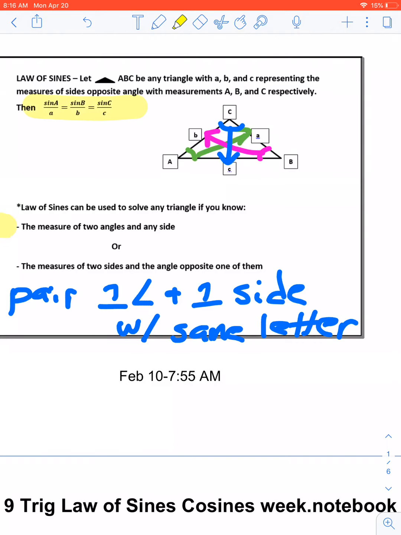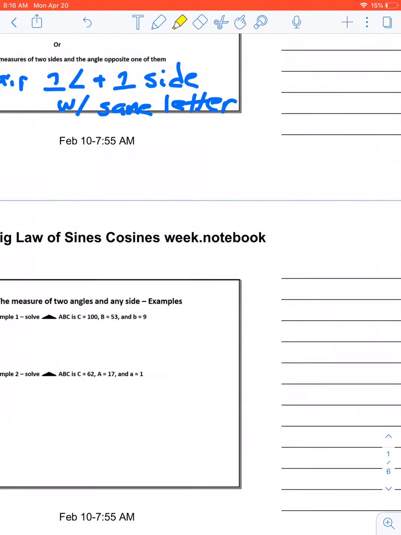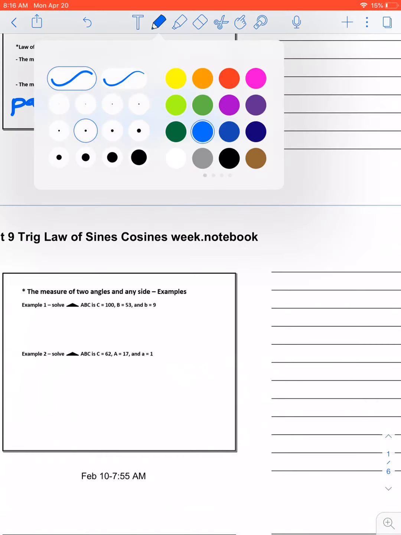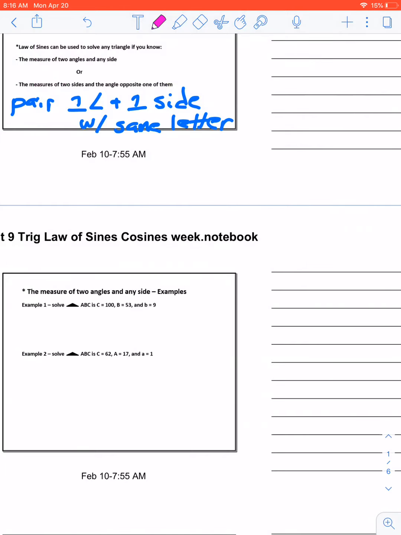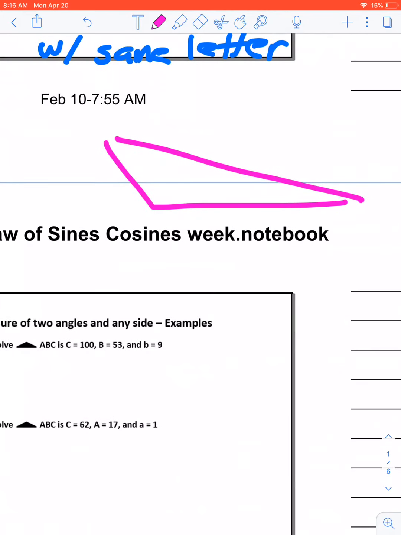So let's get started. I know you did law of sines in geometry, but let's see what we recall. We're going to do example 1, and they're given that angle C is 100, angle B is 53, and side B is 9. What I always suggest you do, and I'm sure your geometry teachers do the same, is draw the triangle. A lot of the time my triangle is not drawn to scale. Just be aware. I usually just draw the same triangle, but I'll try to do better here.